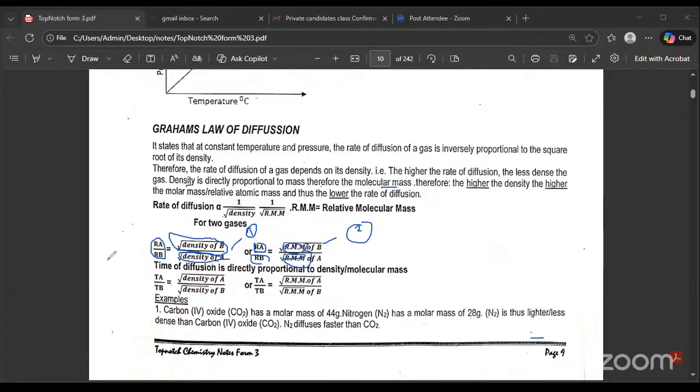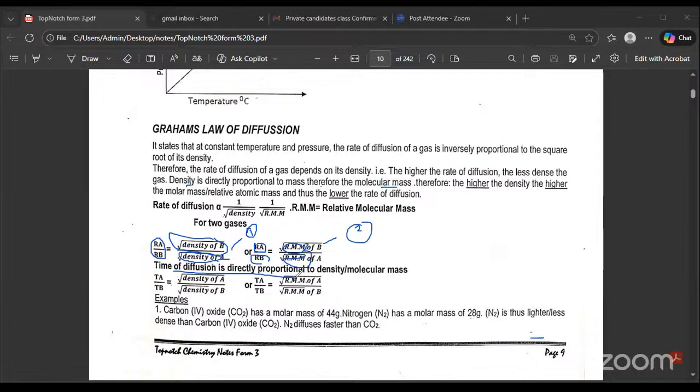Now, I want you to see what happens here. Remember, the rate of diffusion was inversely proportional. Time now is directly proportional. We are changing. We are saying time is directly proportional to what? Density. Because if you are heavier, it will take a longer time.